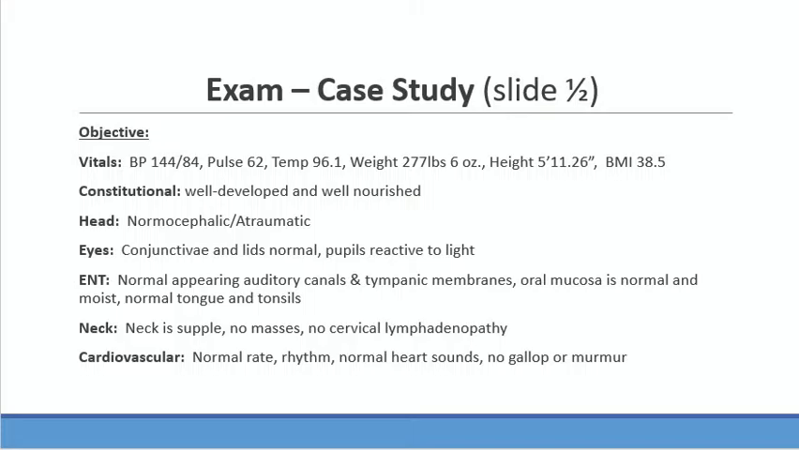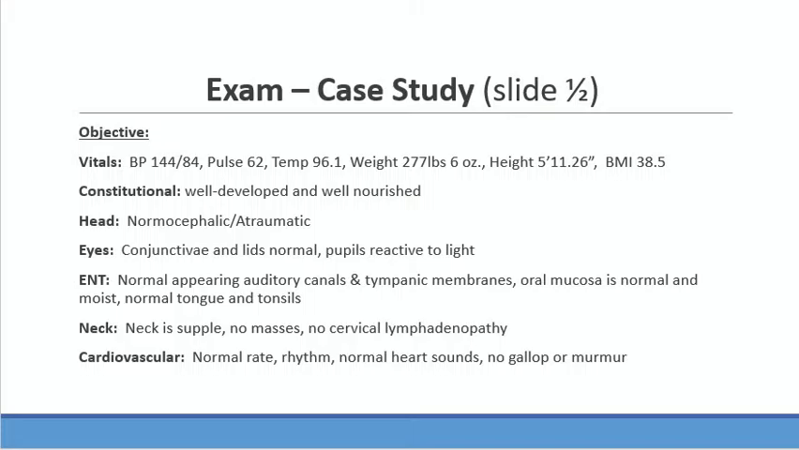Conjunctiva, lids, and pupils are all considered to be bullets under the exam of the eyes. Ears, nose, and throat is documented with normal findings in the auditory canals and tympanic membranes, as well as the oral cavity, tongue, and tonsils. Neck is supple, no masses or cervical lymphadenopathy. Neck can be counted for supple, no masses, and the cervical lymphadenopathy can be counted to the lymphatic system.